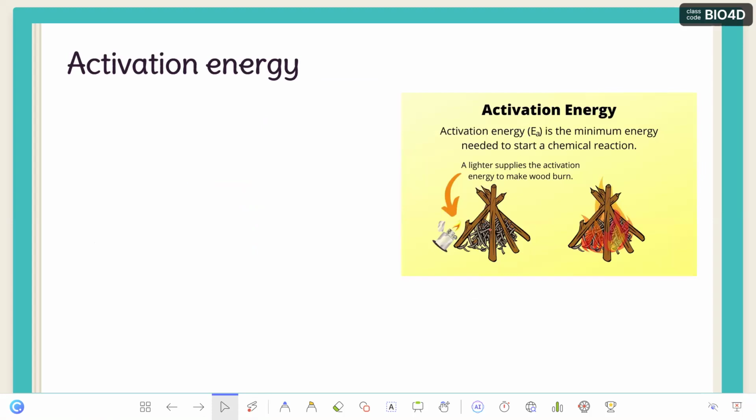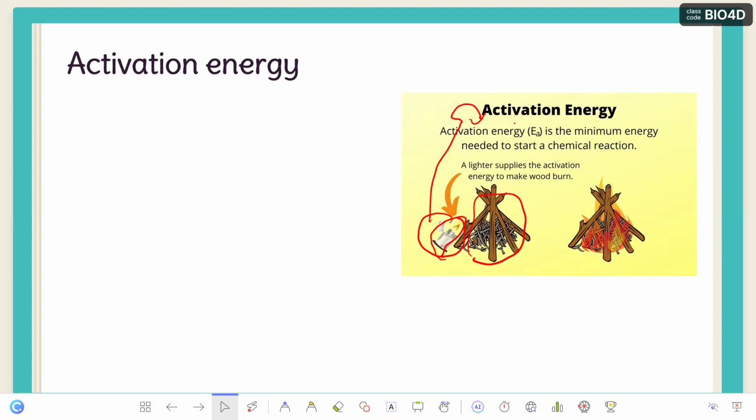Now, you see this wood over here. To set up the fire, you need a match. What's that? A match. That is not a match. What do you call that? A lighter. Now, a lighter will supply the energy to make this wood burn. So this lighter is like the activation energy.